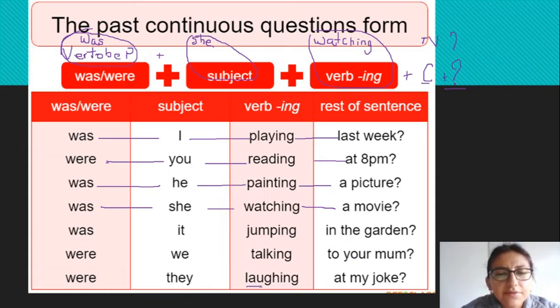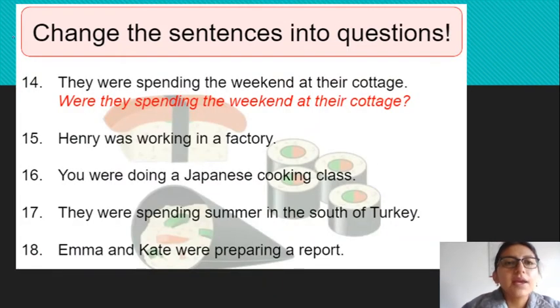What is the meaning of laughing? Okay, very good. Riendo. Okay? Estaban ellos riéndose de mi chiste. Okay? Now we're going to make some exercises with questions. Okay? In these exercises, we have to change the sentences into questions.